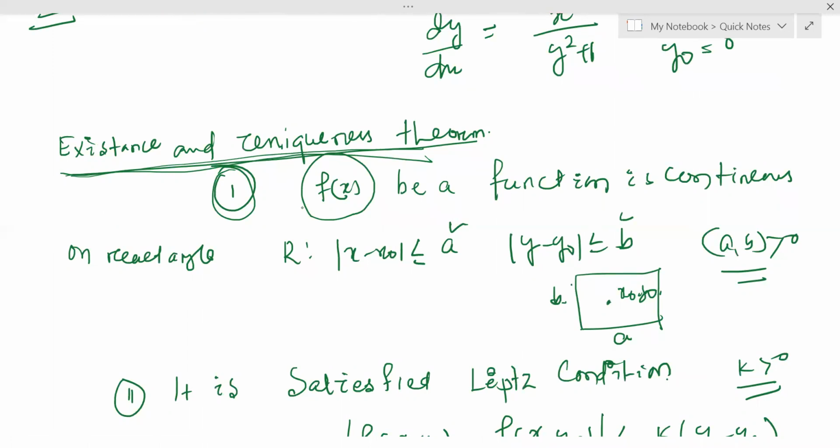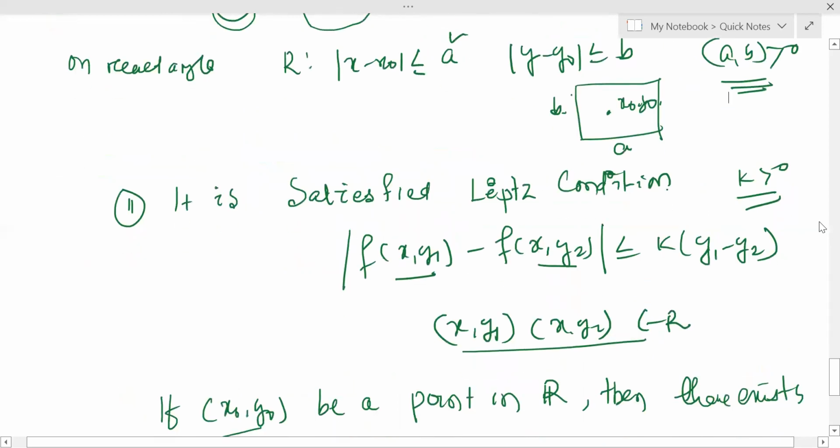Let f(x, y) be a function which is continuous on the rectangle R, satisfying the condition |x - x0| less than a and |y - y0| less than or equal to b, where a and b are positive. The second condition is that it satisfies the Lipschitz condition. So what is the Lipschitz condition? Now |f(x, y1) - f(x, y2)| must be less than or equal to k times |y1 - y2| for all (x, y1) and (x, y2) which belong to the real numbers.